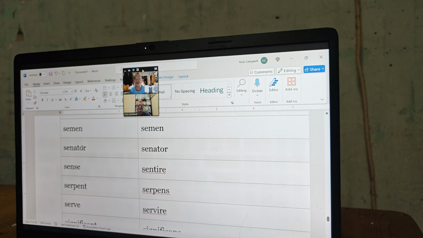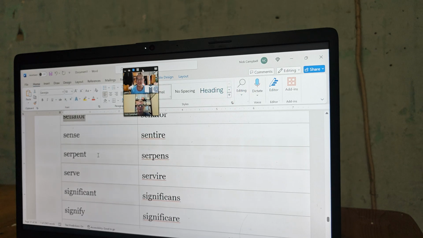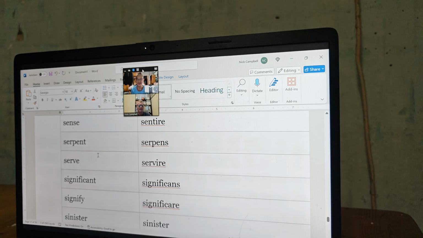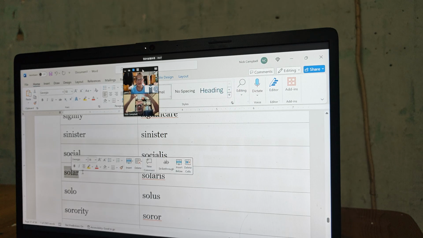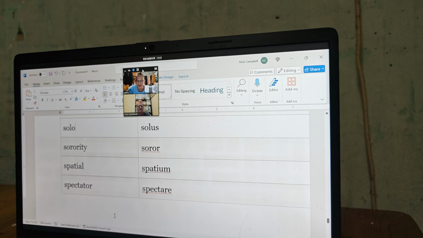Senator. Again, to do with law and all this. All of these things to do with law came from Latin. Social, socializing. Solar, we learned a lot from the Greeks about the planets and the solar system. So we got all that from the Greeks and the Romans.